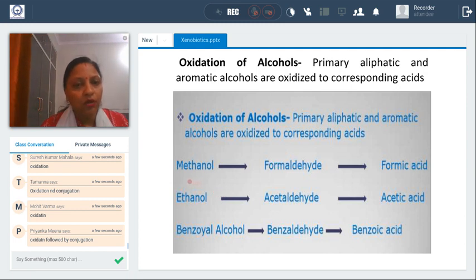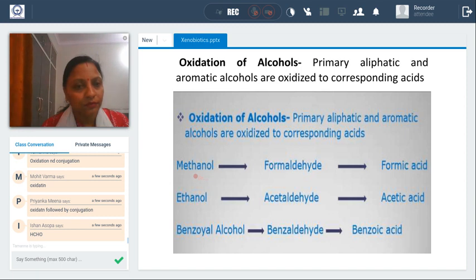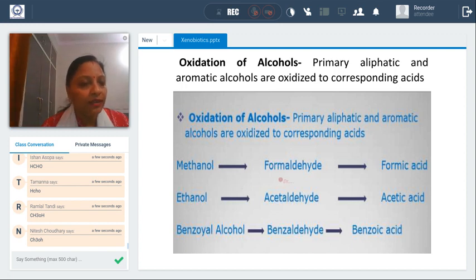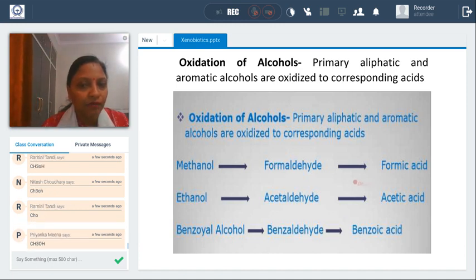Like methanol, you all know the chemical formula of methanol. Please write in the box. What is the structure of methanol or methyl alcohol? Please write in the box. Yes, CH3OH. Formaldehyde, please write in the box the formula of formaldehyde, HCHO. And what is formic acid? Please write down the structure of formic acid.